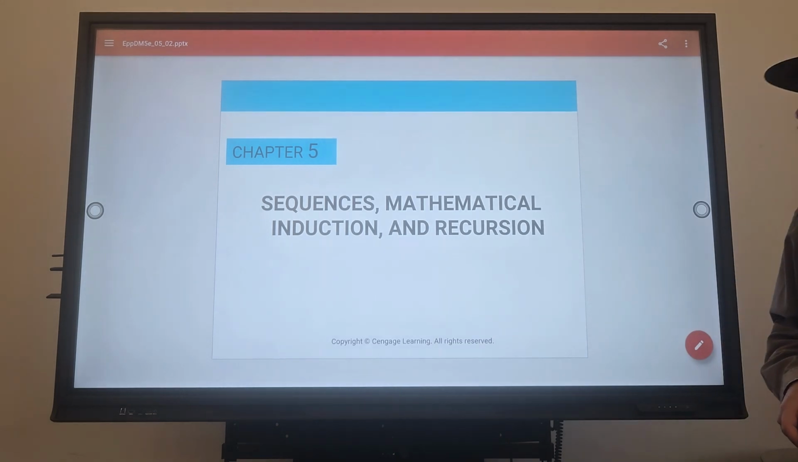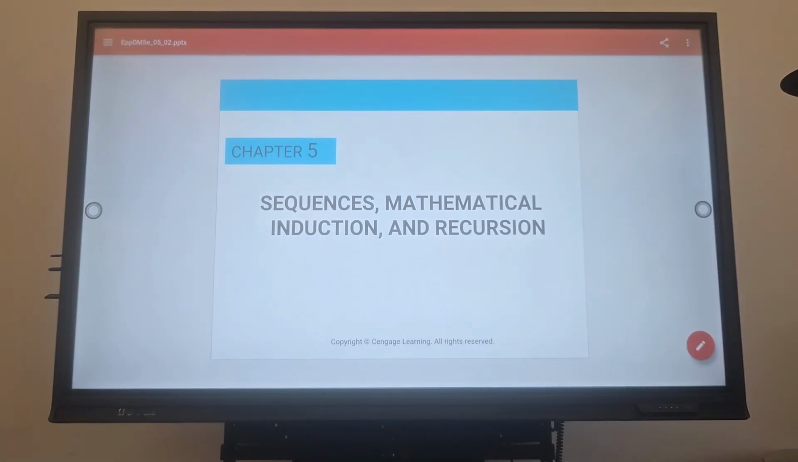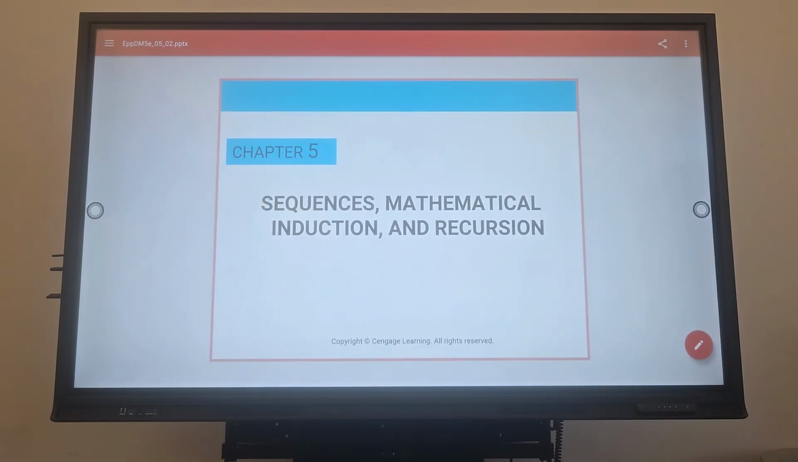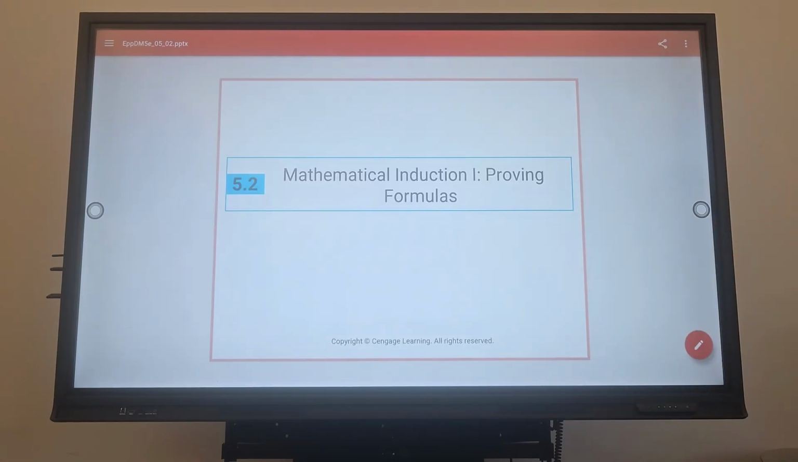So today we're going to continue our discussion of sequences, mathematical induction, and recursion. With mathematical induction part 1, proving formulas.